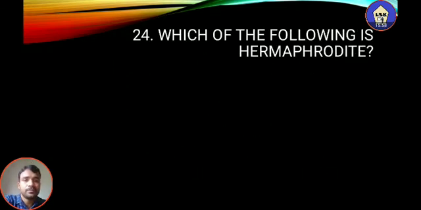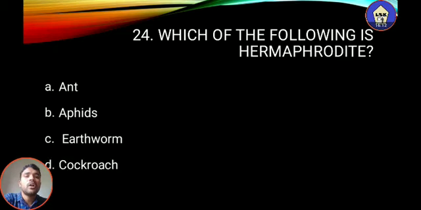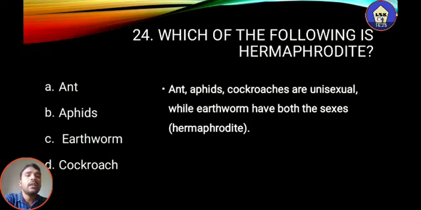Now question number 24. Which of the following is hermaphrodite? So I think they are asking for examples. Hermaphrodite, bisexual. Option B aphids, option C earthworm, option D cockroach. Cockroach is the typical example for unisexual. Earthworm is the example for hermaphrodite. What about the aphids and ants? Unisexual. So aphids and cockroaches are unisexual, while earthworm has both the sexes. So that is a hermaphrodite. So earthworm is the right answer to question number 24.